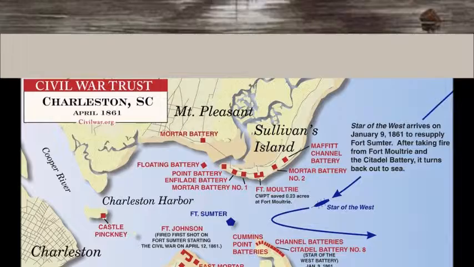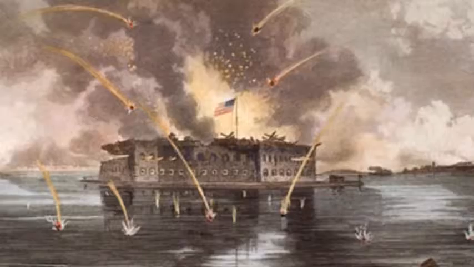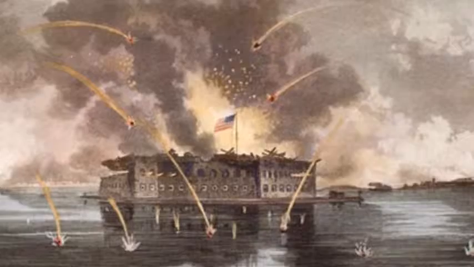Lincoln would later call for 75,000 troops to join the Union Army, causing several other states to refuse to commit troops and instead secede from the Union as well. The Civil War had begun.